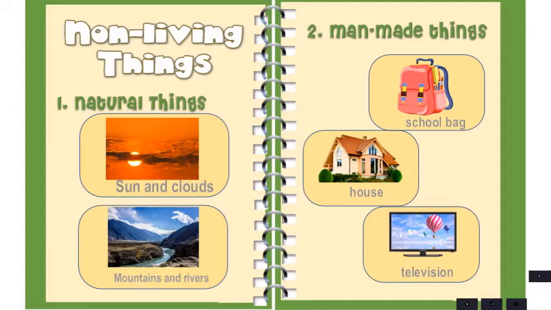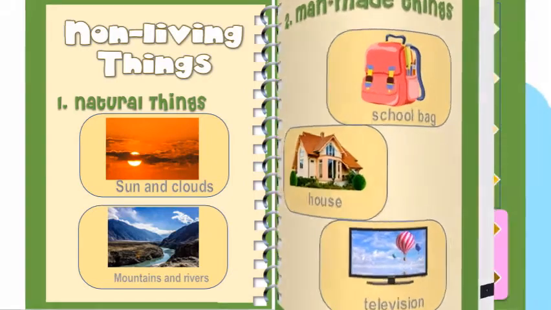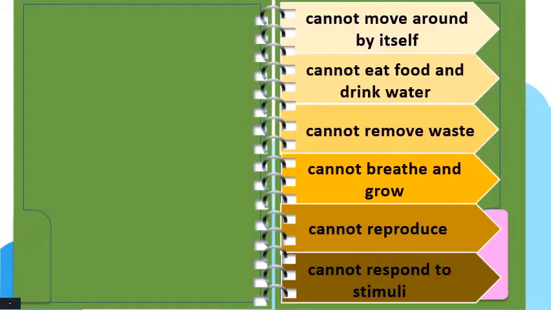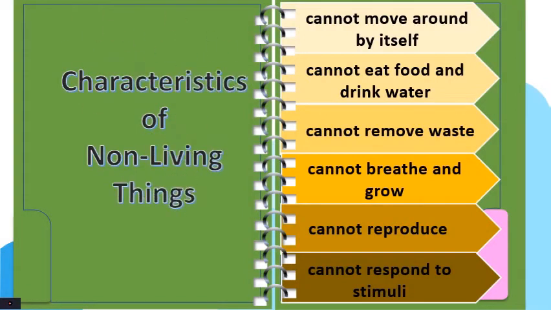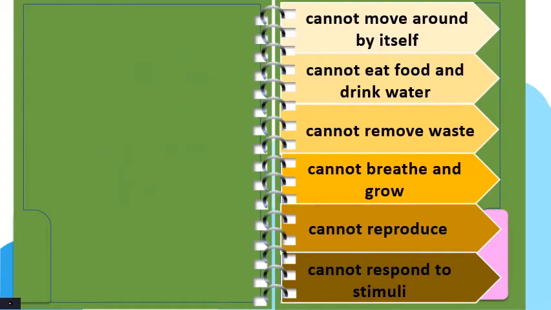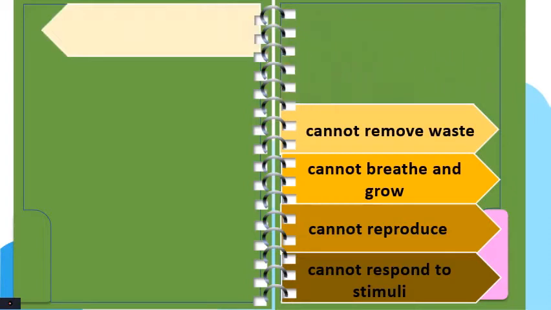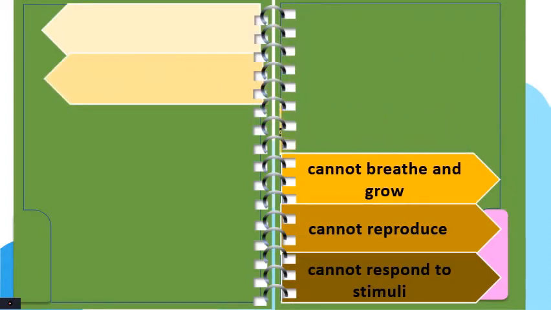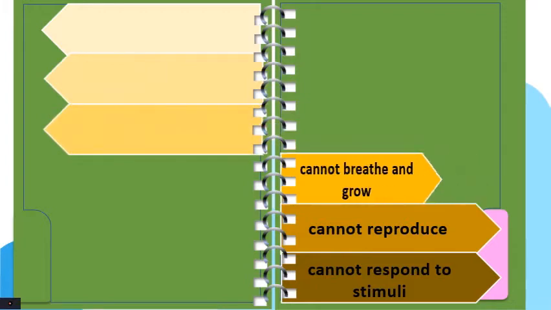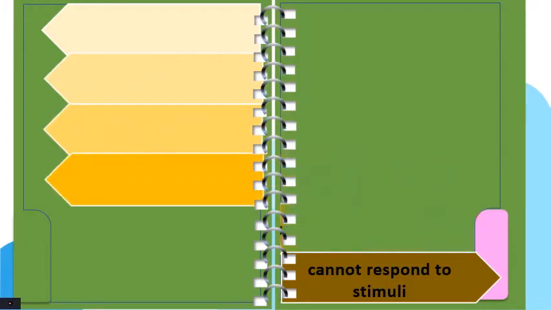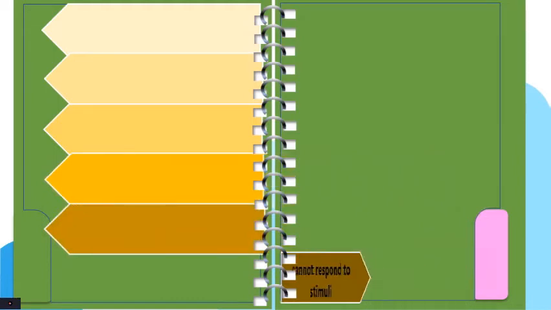Now look around you and look for some man-made things that you can see. Yes, correct. Those are man-made things. Characteristics of non-living things. First, cannot move around by itself. Second, cannot eat food and drink water. Third, cannot remove waste. Next, cannot breathe and grow. Cannot reproduce. And cannot respond to stimuli.